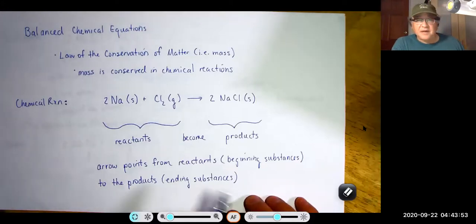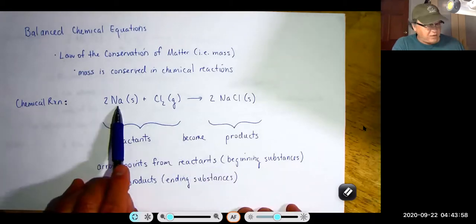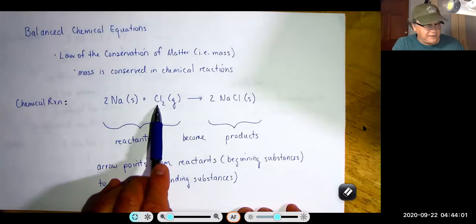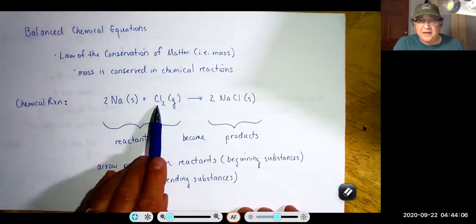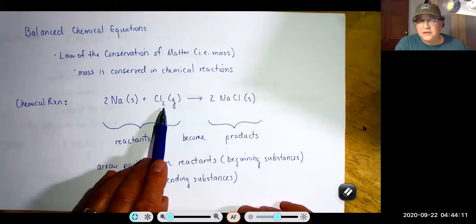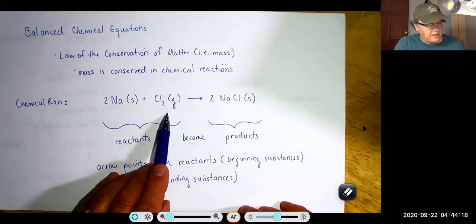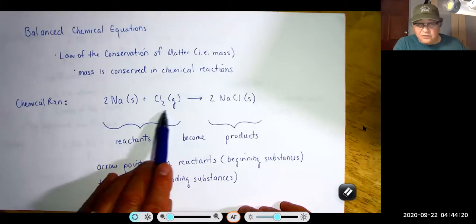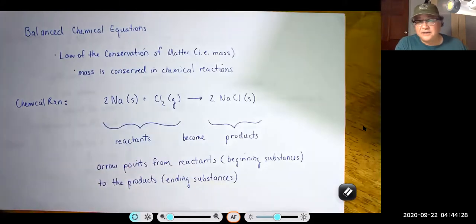So this is an example of a chemical reaction where you have 2 sodium react with chlorine to give you 2 NaCl. Now remember, there are 7 elements that come in pairs of atoms. They are hydrogen, nitrogen, oxygen, chlorine, bromine, iodine, and fluorine. And chlorine, of course, is one of those. Now, for those elements that don't come in pairs like sodium, you won't have a 2 following the symbol.